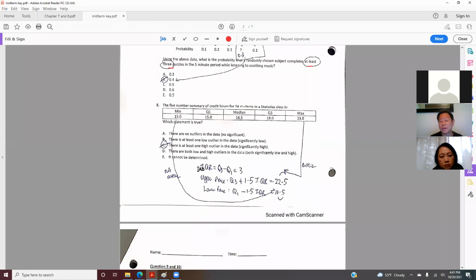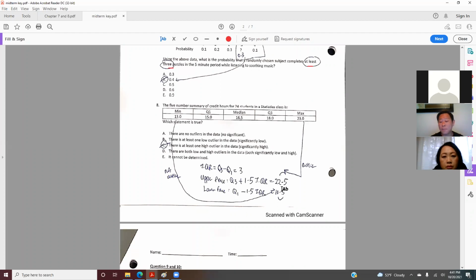So you have to use the upper fence and lower fence: Q3 plus 1.5 IQR and Q1 minus 1.5 IQR. First thing is to find IQR. IQR is the difference of Q3 and Q1. So that is 3. And then when you plug this into your formula, Q3 is 18 plus 1.5 times 3, you will get 22.5. And the lower one is Q1, which is 15 minus 1.5 times IQR, which is 3, you get 10.5.